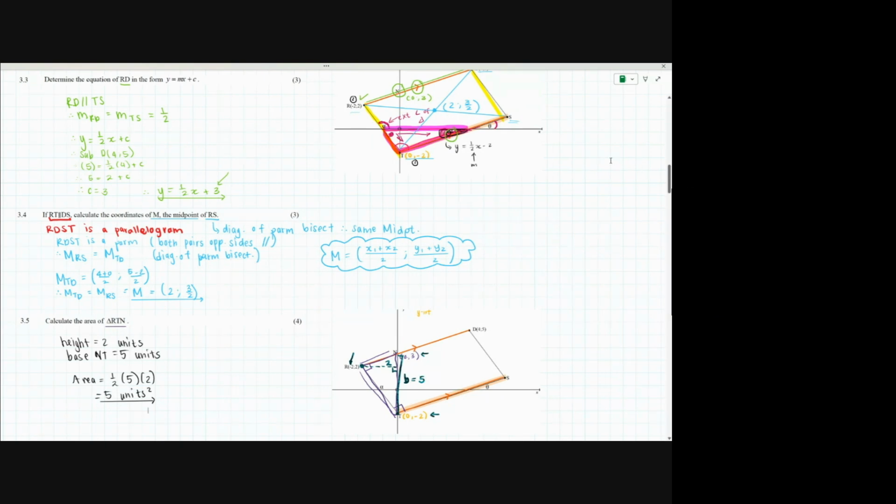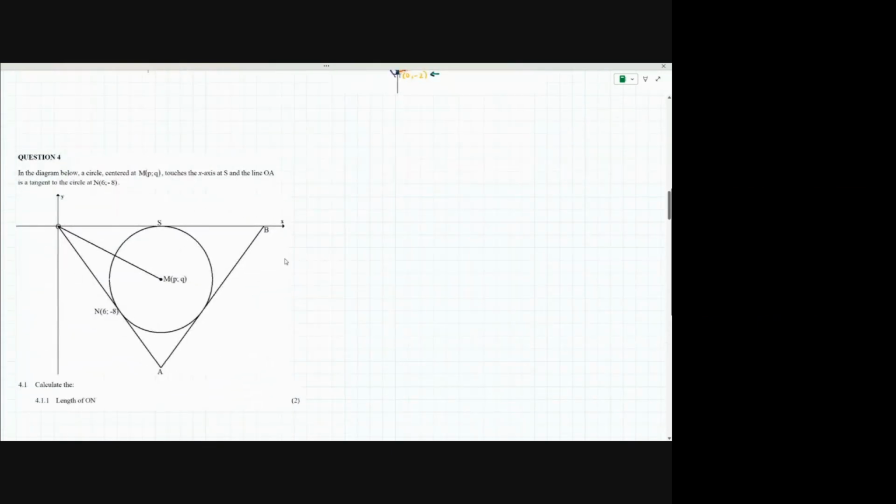Right, so that's your first grade 11, grade 10 analytical geometry type question. And then we get into the grade 12 level question.